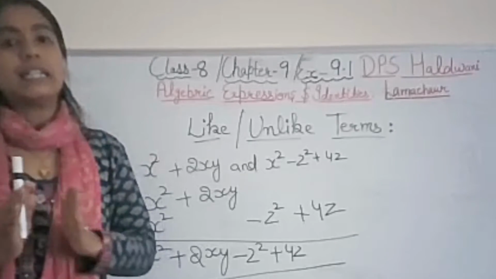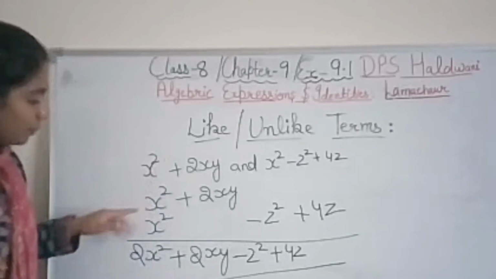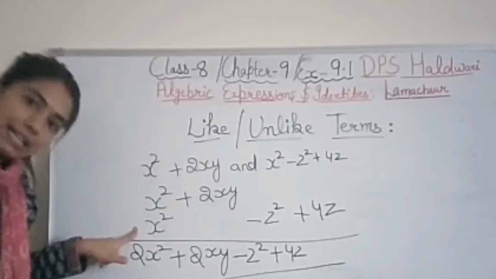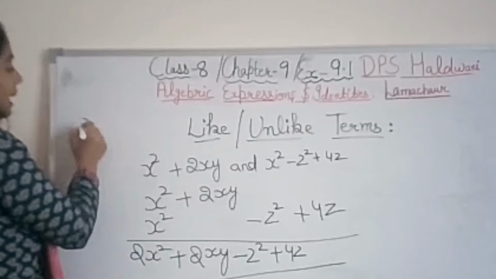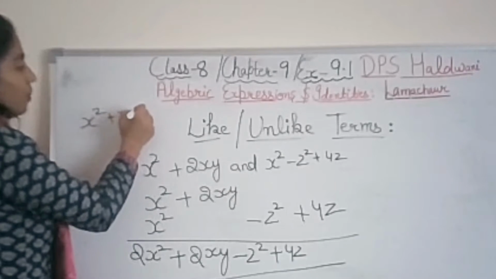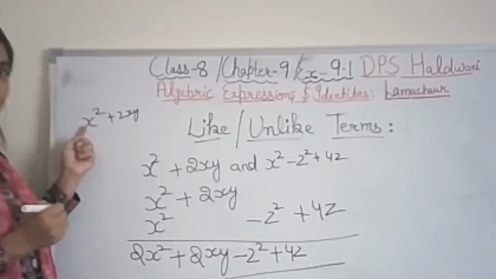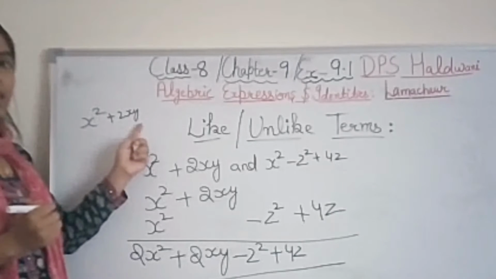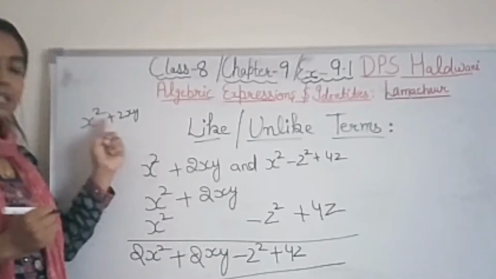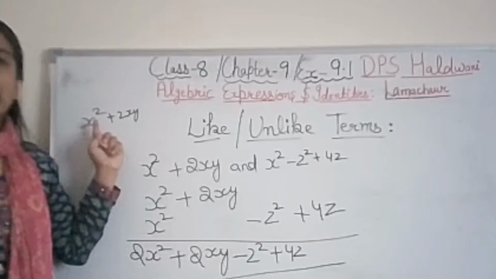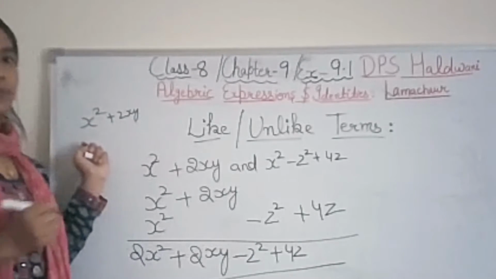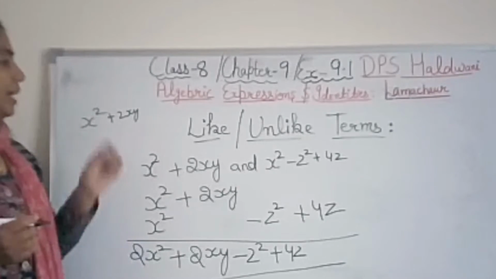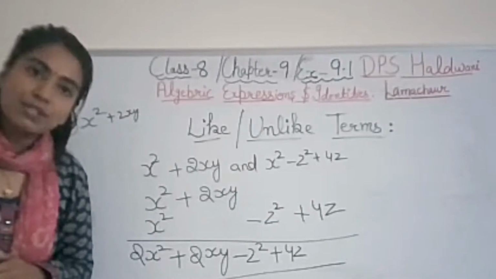You only need to understand that a like term will add with a like term only. That's it. Right student? Obviously, how will you add x square plus 2xy? Because it is x square and it is xy, the variables are different, the variables are unlike. So we can't add these two terms. x square will add with x square only. Right student? So in the same manner, subtraction is also there.